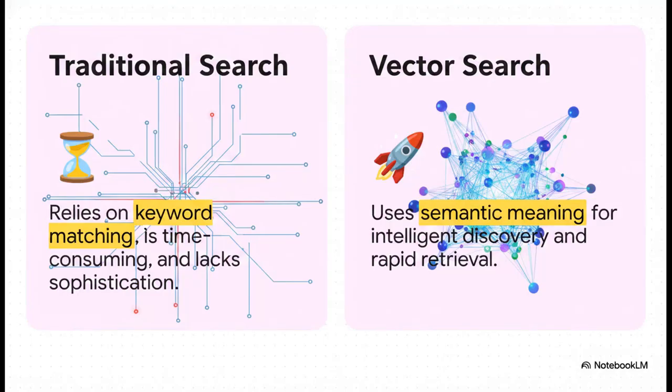Just look at the direct contrast between the old way and the new way. Traditional search relies entirely on keyword matching. It's incredibly time-consuming and, as our sources note, it totally lacks sophistication. Basically, if you don't type the exact right word, it fails. But vector search? Vector search looks for semantic meaning, which enables intelligent information discovery and rapid retrieval. It doesn't just look at the literal letters you typed on your keyboard, it understands the actual intent behind your question. And honestly, this is the entire foundation of our intelligent chatbot architecture.